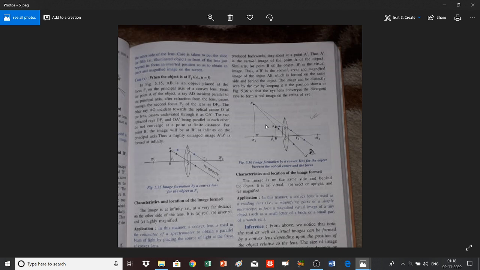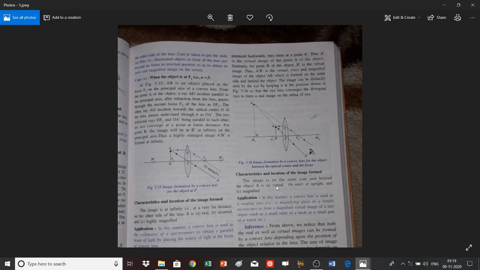So then this B prime A prime will be the image of BA. From here you can understand that this is highly magnified. The size of the image is higher than that of the object, and it is a virtual image. It cannot be obtained on a screen. So here are the characteristics.